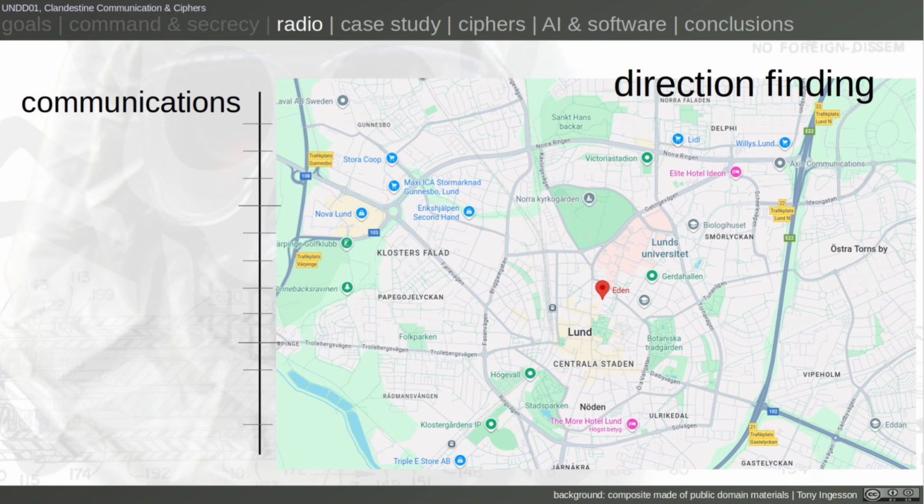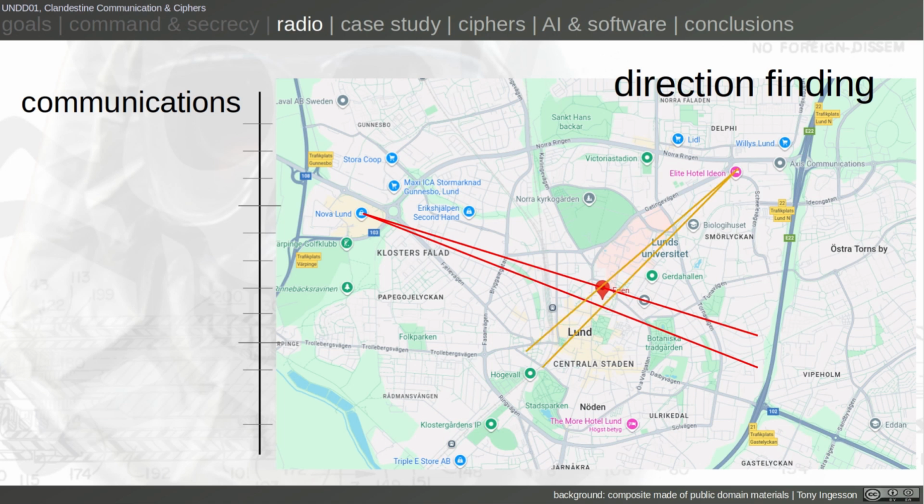Now let's talk about direction finding. Let's assume that you have your clandestine transmitter at the Department of Political Science in the building called Eden here in downtown Lund. Now let's suppose that your opponent has a listening post out in the Nova area at the mall. And they are able to not exactly pinpoint your signal, but they can detect which direction your signal is coming from, as you can see here. So there's a margin of error, and they don't know the distance. They can only determine the direction of your transmission.